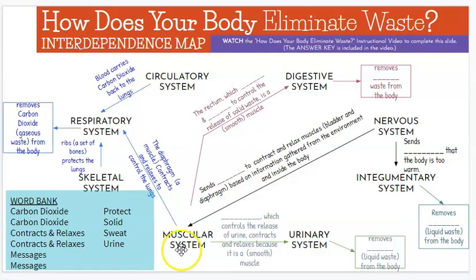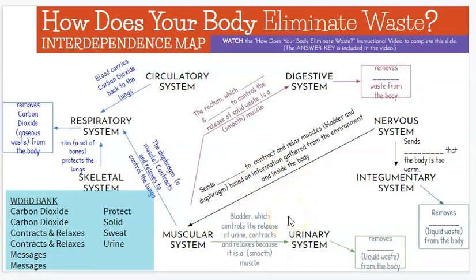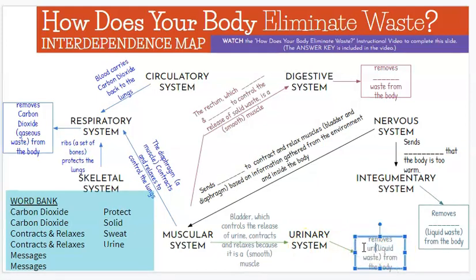Our bladder, which controls the release of urine, contracts and relaxes because it is a smooth muscle. So in this space here, we're going to put bladder. The bladder is the organ that is made of muscle and contracts and relaxes to release that urine. And so the urinary system is in charge of removing urine, which is one type of liquid waste in our body.